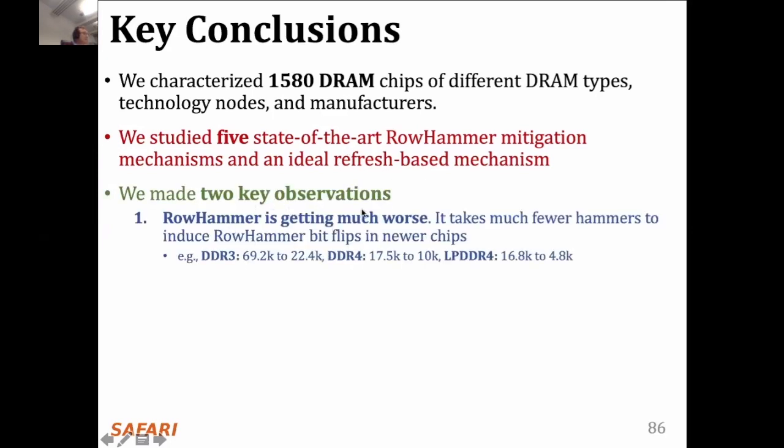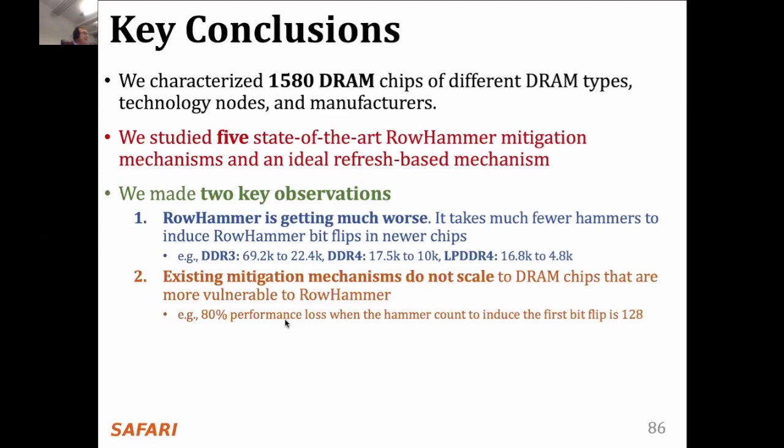Basically, the first observation is RowHammer is getting much worse at the circuit level. It takes much fewer hammers to induce RowHammer bit flips in newer chips. In some chips, the most scaled chips over here, you need only 4,800 hammers to actually cause bit flips. Remember, this number was 139,000 in 2012 when we did it. Basically, because of circuit scaling, cells are getting too close to each other, and as a result, vulnerability is becoming much worse. And existing mitigation mechanisms do not scale to DRAM chips that are more vulnerable to RowHammer.